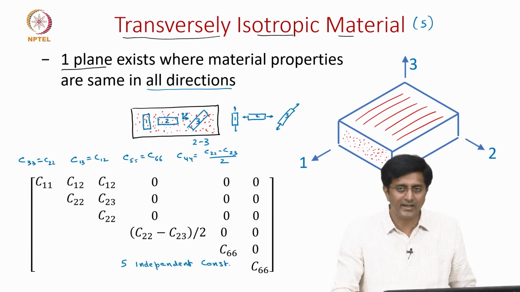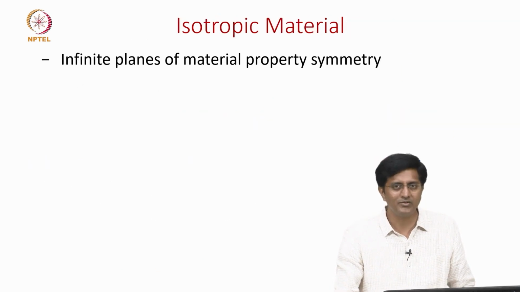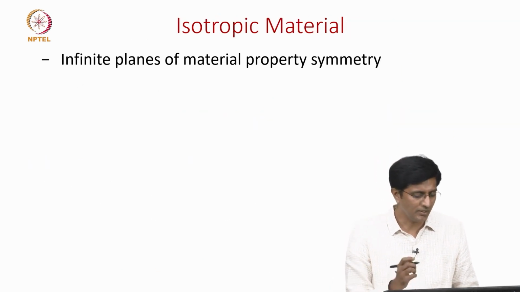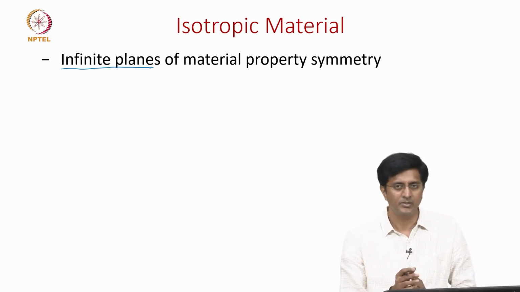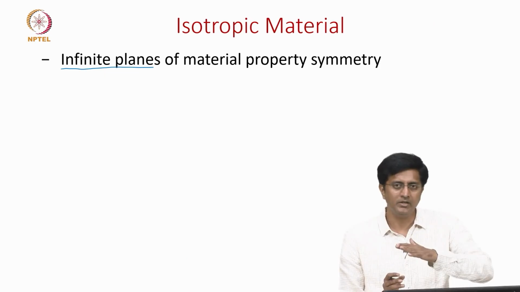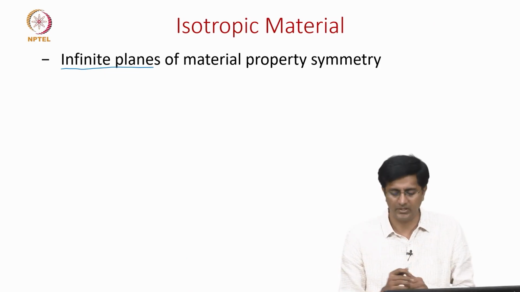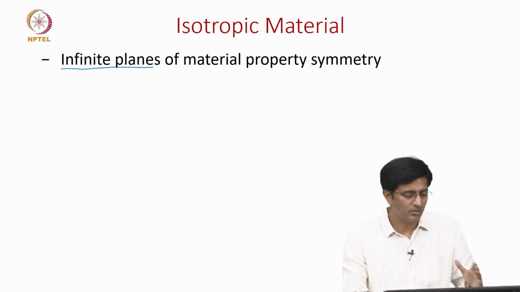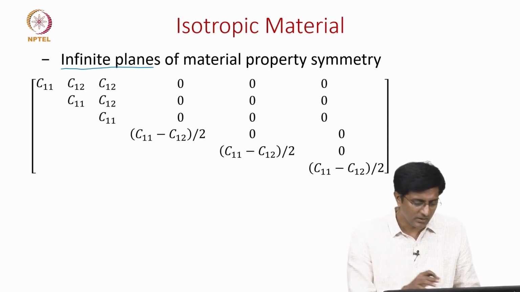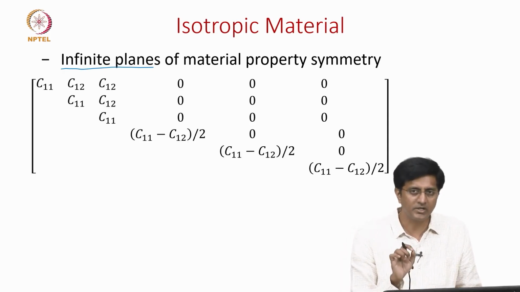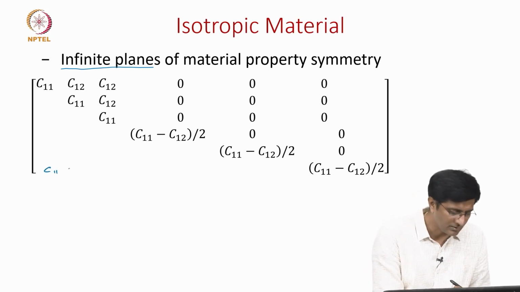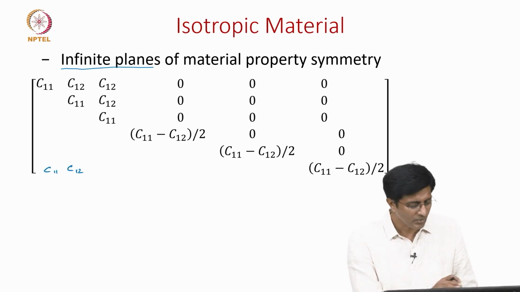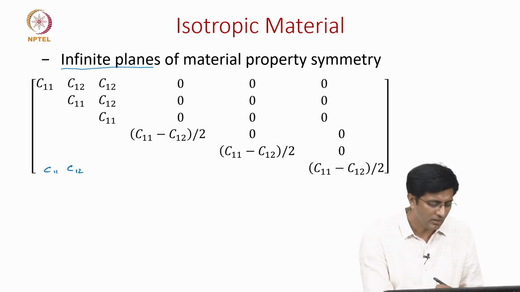And now we will look at the last category, which we are more familiar with, which is the isotropic material. In an isotropic material, we have infinite planes of material symmetry, meaning you take any plane, the properties are the same in that plane. Because of this symmetry, we see that the complete stiffness matrix can be written in terms of just 2 independent constants, C11 and C12, and all other components are written in terms of these 2 independent constants.